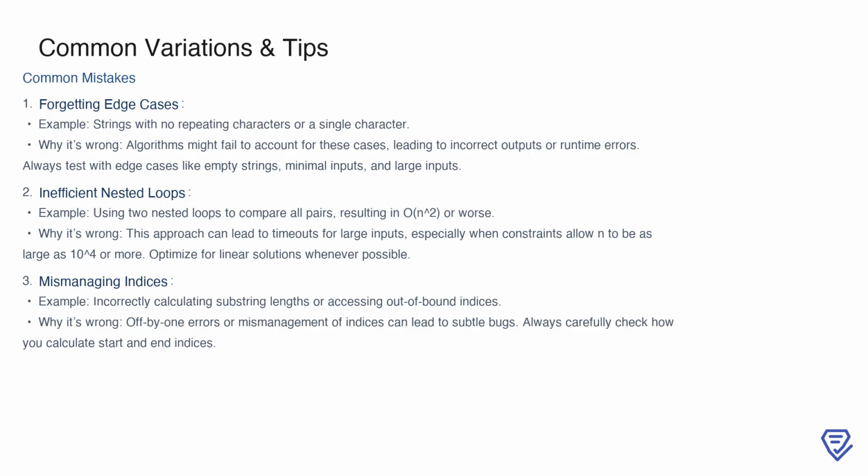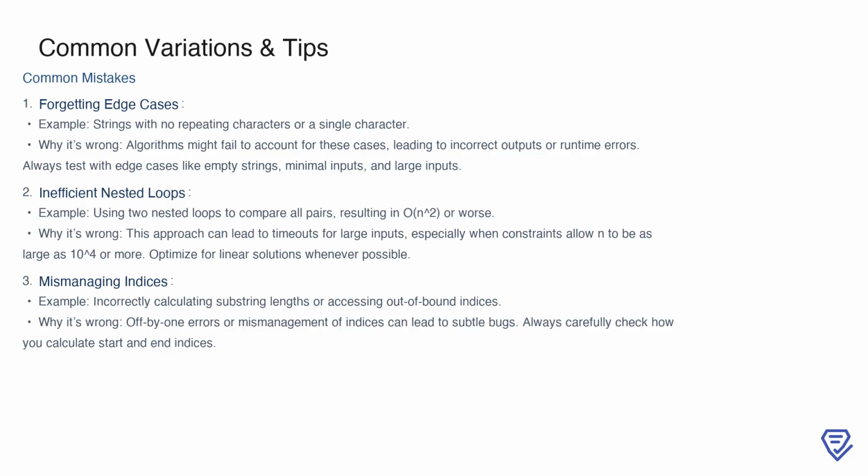When solving this problem, there are a few common mistakes that you'll want to avoid. First, forgetting to handle edge cases is a frequent pitfall. For instance, if the string has no repeating characters or consists of just a single character, your algorithm might break or produce incorrect results. Testing edge cases like empty strings, minimal inputs, or very large inputs is crucial to ensure robustness. Next, relying on inefficient nested loops to compare all pairs of characters is another issue.